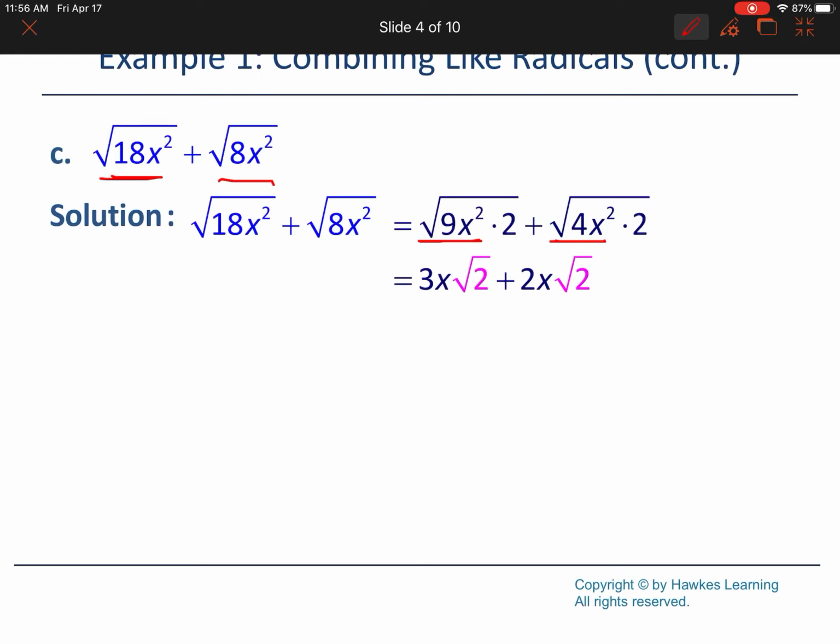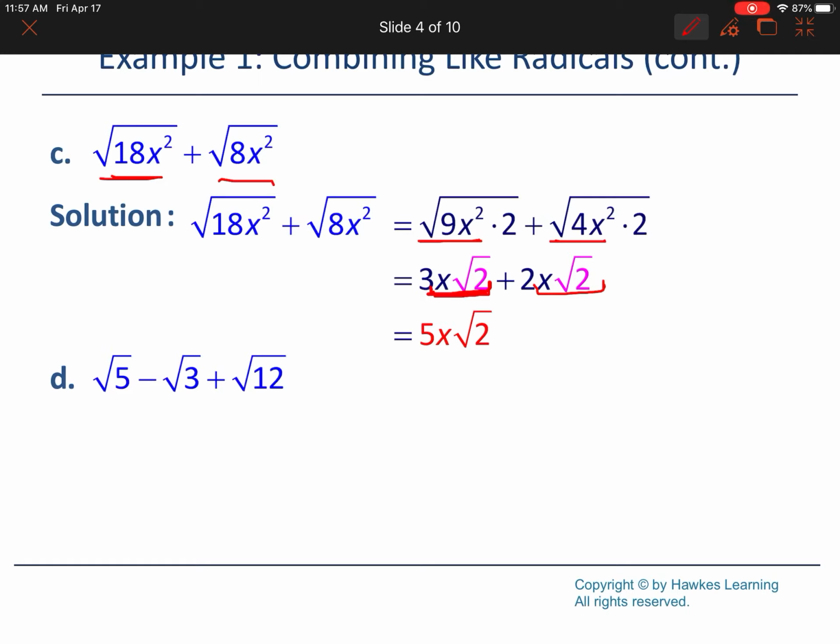So now what we're looking at is all the variables and all the symbols, right? 3 x square root of 2, and this has a 2 x square root of 2. So we have 3 of these x square root of 2's plus 2 of those x square root of 2's, giving us 5 of those x square root of 2's. So when you add them together and they have variables and the square root symbols, they all have to be exactly the same. They have to match in order for you to add them together.